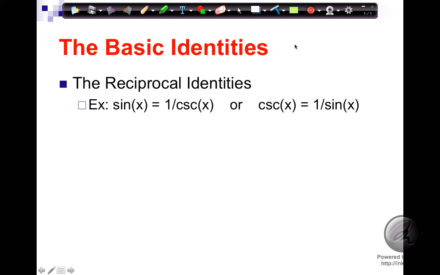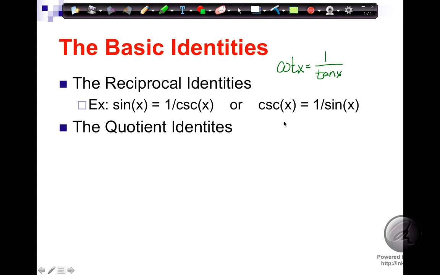But some of the other ones that we don't know that you're going to see on your paper here. Actually, the reciprocal identities we know. They are just the reciprocals of each other, right? The cosecant's the reciprocal of sine, sine's the reciprocal of cosecant. But the new ones, the quotient identities, this is for tangent and cotangent. Tangent is the ratio of sine divided by cosine.